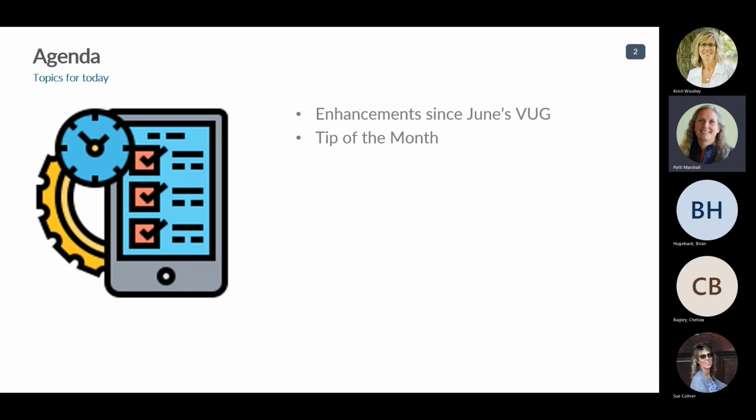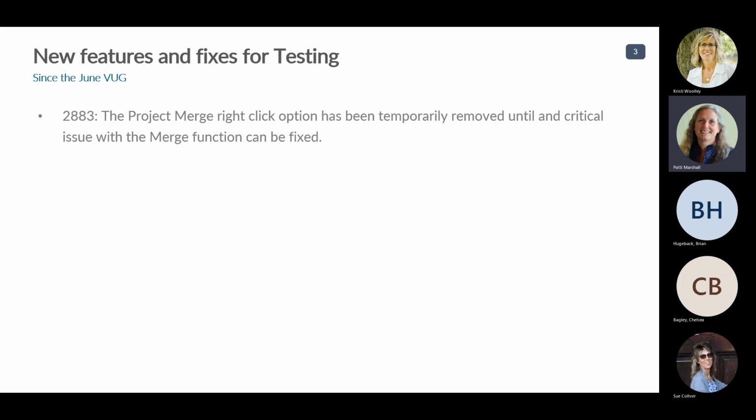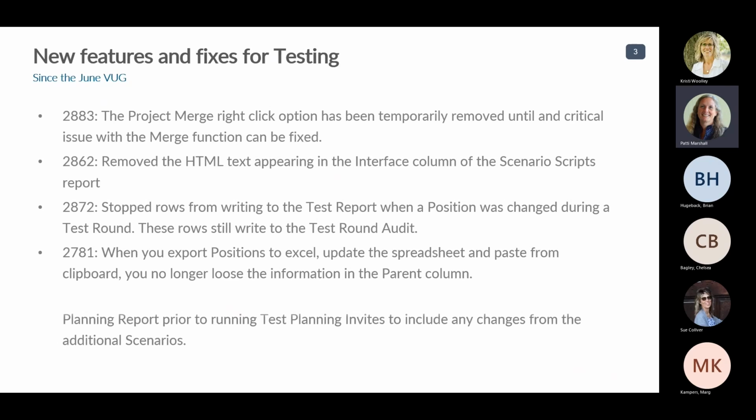So the agenda is pretty much what it always is. Enhancements since the last meeting. We didn't have one in July, so these are the changes since June, and then a tip of the month. So I'll go through all of the new features and fixes first, and then ones that lend themselves to me demoing, I'll do a demo of.